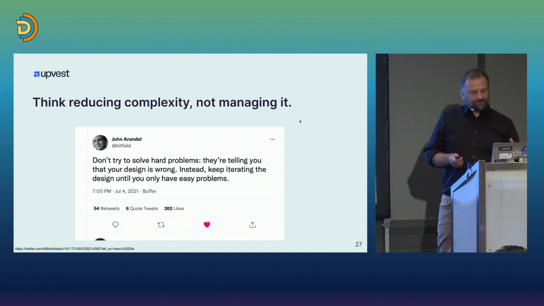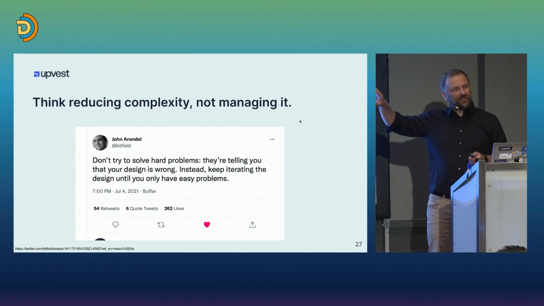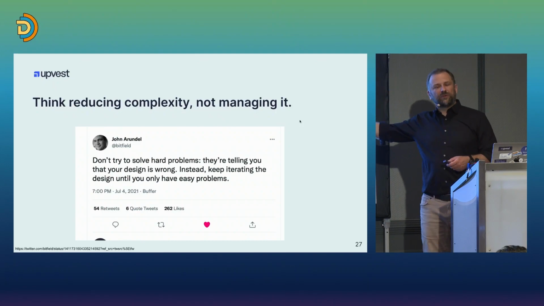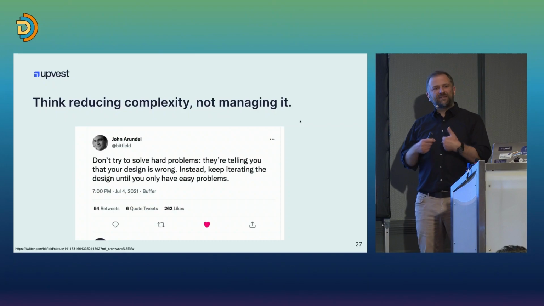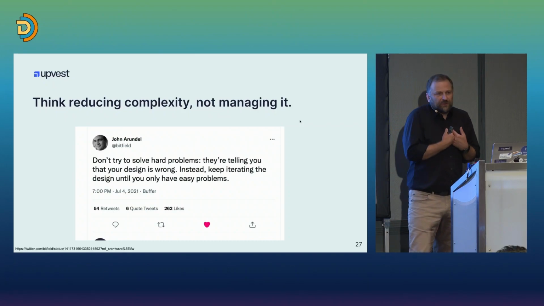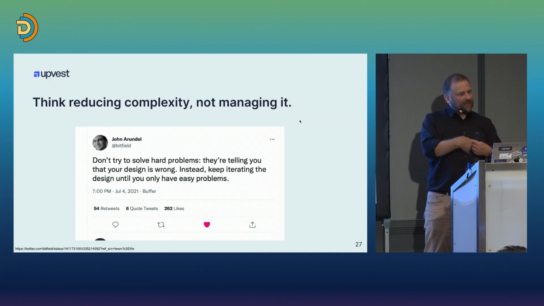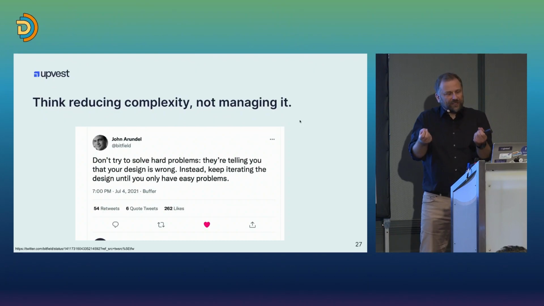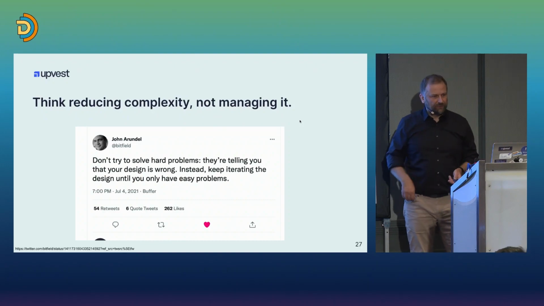Often we can go either way. We can say, okay, we accept this complexity, and then we maybe come up with very complex solutions, or we challenge it and say, no, my task is not to solve complex problems. My task is to understand the problem and take it apart, rephrase it, break it down. So in the end, we have small problems that we can solve.